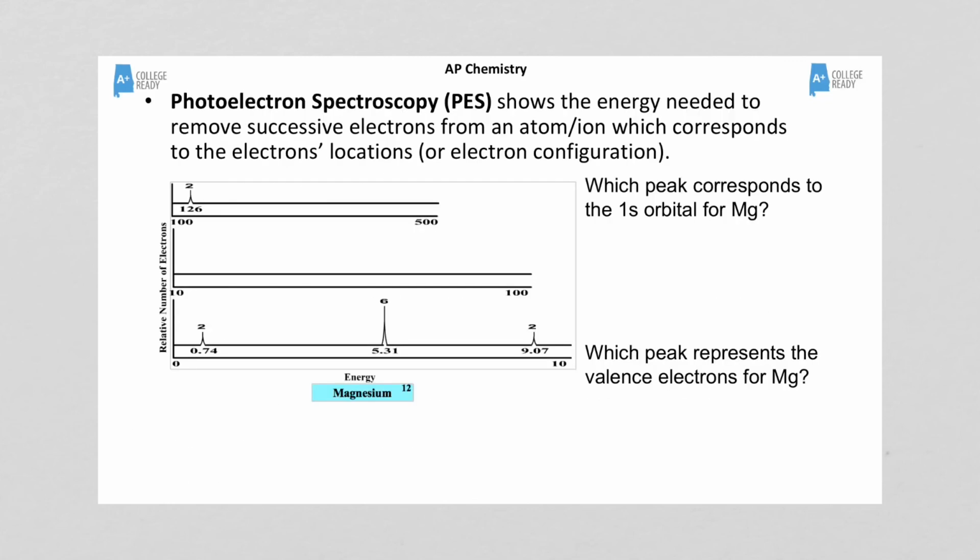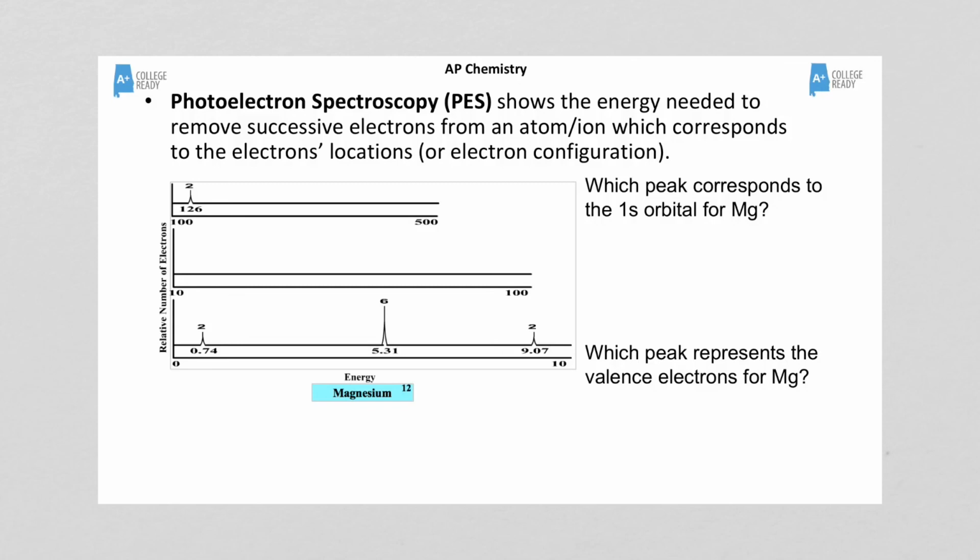Here's an example of a PES thing. You might actually see the data for this. And so, again, the higher the energy numbers indicate electrons that are more attracted, closest to the nucleus, take more energy to remove. And then the height of the peak indicates how many electrons are in that position.